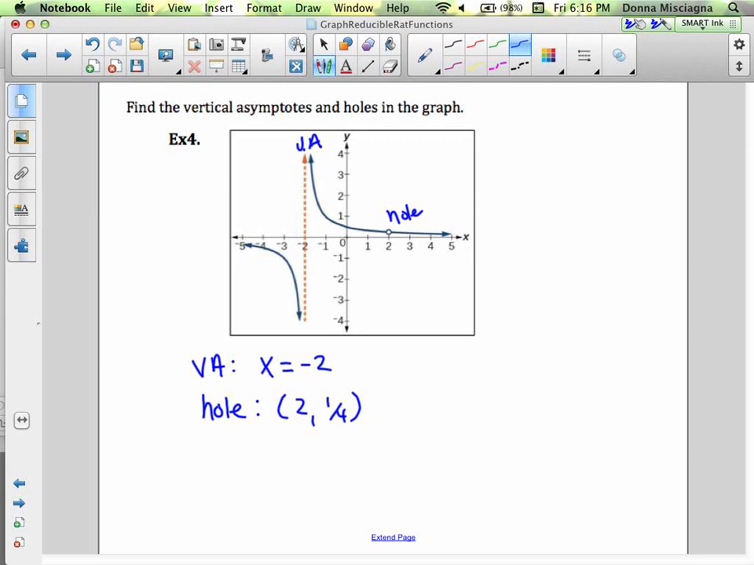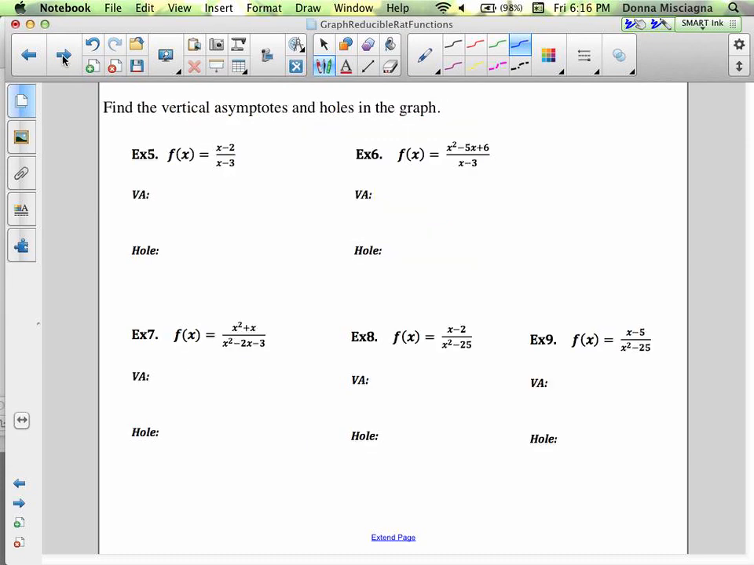Let's see what it looks like algebraically, and let's find some vertical asymptotes and holes. And I will give this to you as part of the notes. This is some of the stuff I added. All right, so vertical asymptote.